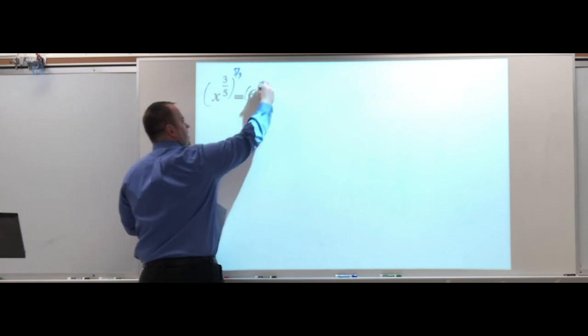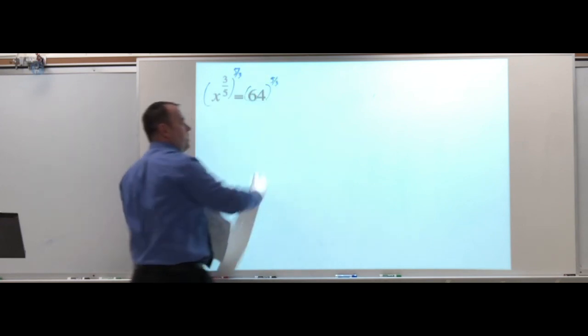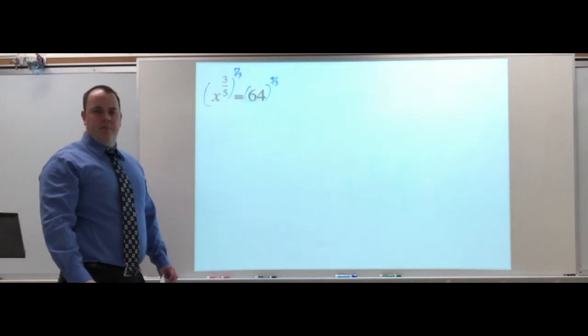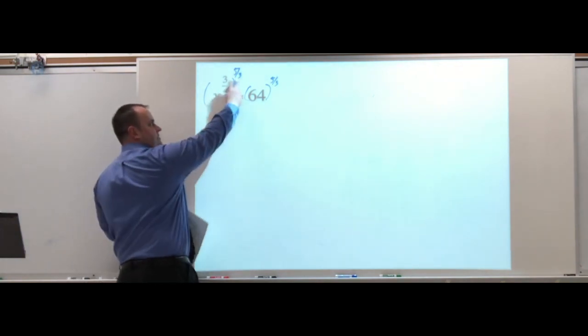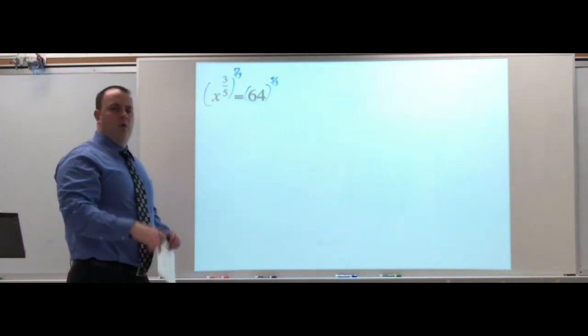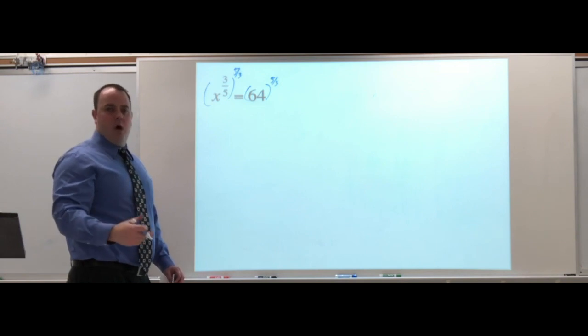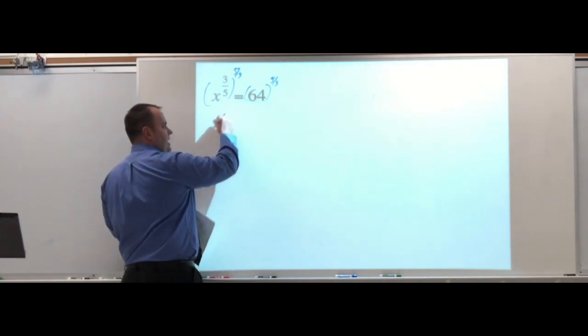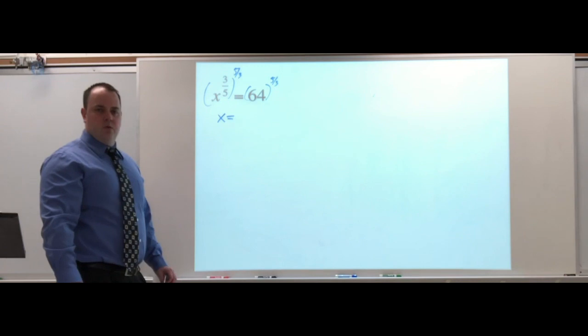5 over 3, 5 over 3. And if you think about it, just remember the properties of exponents. When you have an exponent outside parentheses, you multiply. Well, 3 over 5 times 5 over 3 is 1. That's how those exponents cancel out, and you're left with just x equals then.